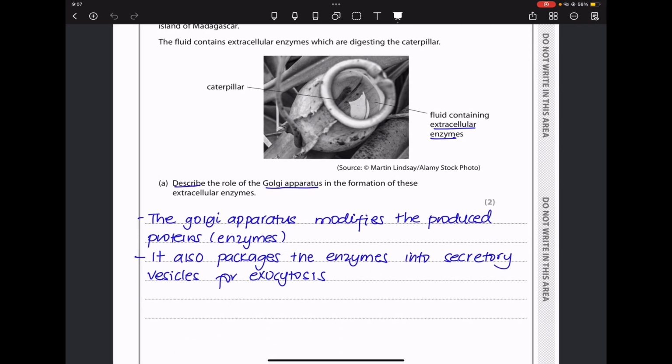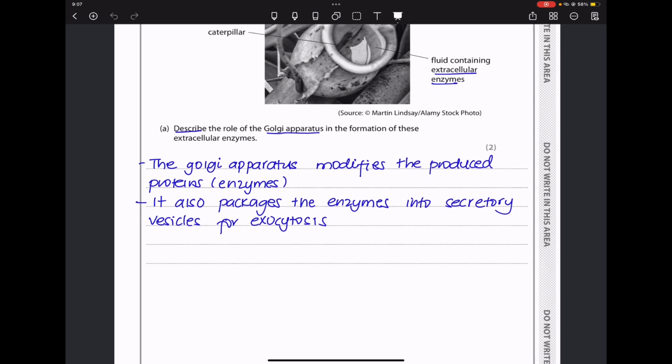Part A says describe the role of the Golgi apparatus in the formation of these extracellular enzymes. Because they are extracellular enzymes, they have to be secreted out of the cells. So the Golgi apparatus will modify the proteins, which are, of course, the enzymes. It will then package them into secretory vesicles for exocytosis to take place.